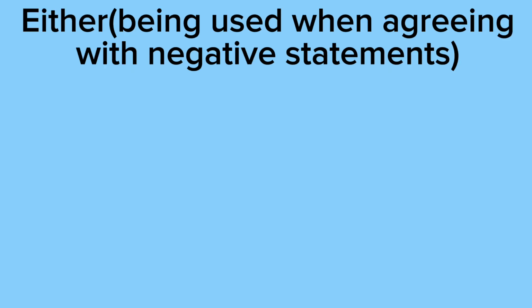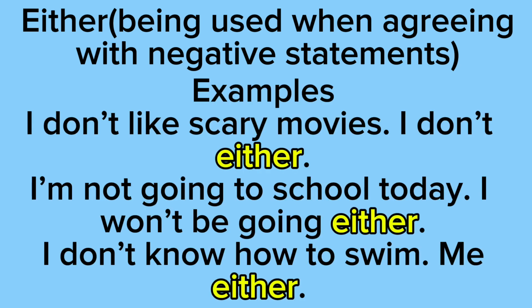Either or either being used when agreeing with negative statements. So our first example says, I don't like scary movies. And one would respond with, I don't either. This is someone agreeing with the negative statement, I don't like scary movies.